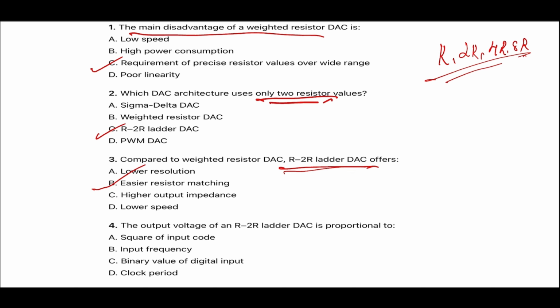Next question, question number 4. The output voltage of an R-2R ladder DAC is proportional to: option A, input code; option B, input frequency; option C, binary value of the digital input; option D, clock period. The answer is that the output of an R-2R ladder DAC is proportional to the binary value of the digital input.